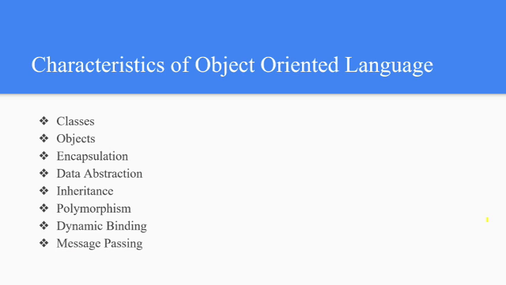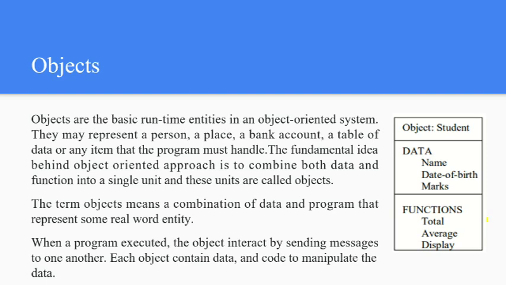Characteristics of object-oriented programming languages. Yeah, so we have classes, objects, encapsulation, data abstraction, inheritance, polymorphism, dynamic binding, message passing. We are going to look at all of these, so rest assured. Firstly, objects.